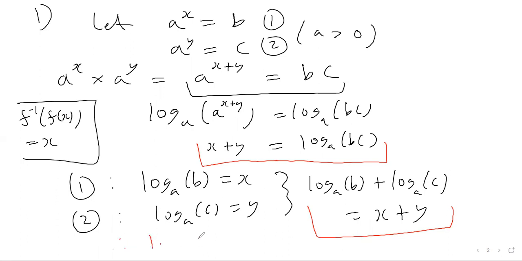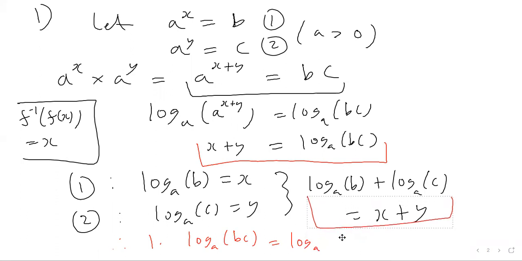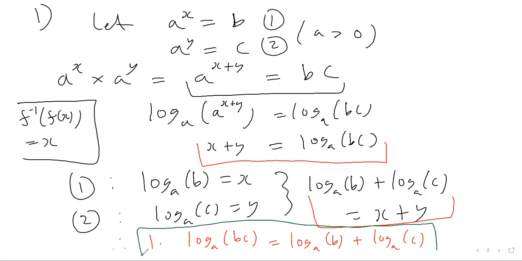So rule number one is the log of base a of two numbers times together, so b times c, is equal to log base a of b in addition to log base a of c. So that's our first rule of logarithms, and I'll put a green box around that one. So that's the first rule that we need to learn in the A-level maths course. Let's go to look at the second rule. So I just put a bracket around there. That's our first one.